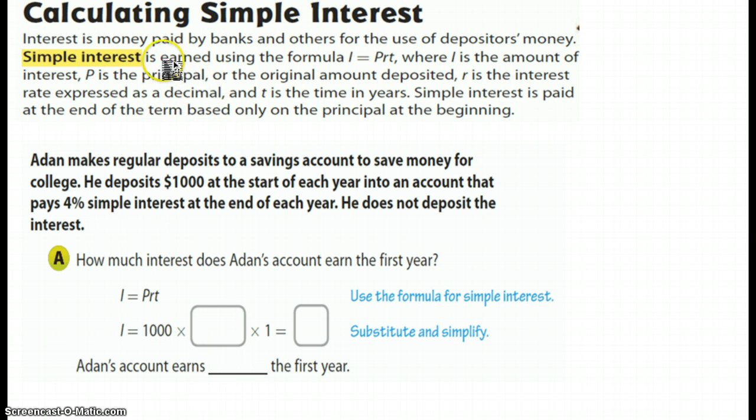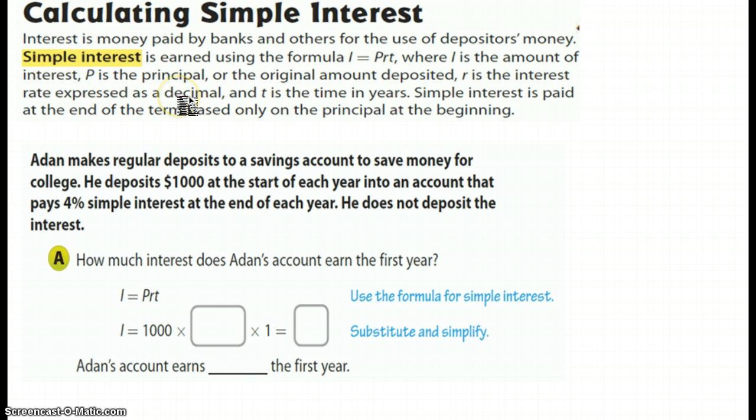Well, how do we calculate it? So it tells us that interest is money paid by banks and others for the use of depositors', which would be you, money. Simple interest is earned using the formula I equals P times R times T, where I is the amount of interest, P would be the principal, or the original amount that you're going to deposit in the bank. R is the interest rate that they're going to pay you, and it's always expressed as a decimal.